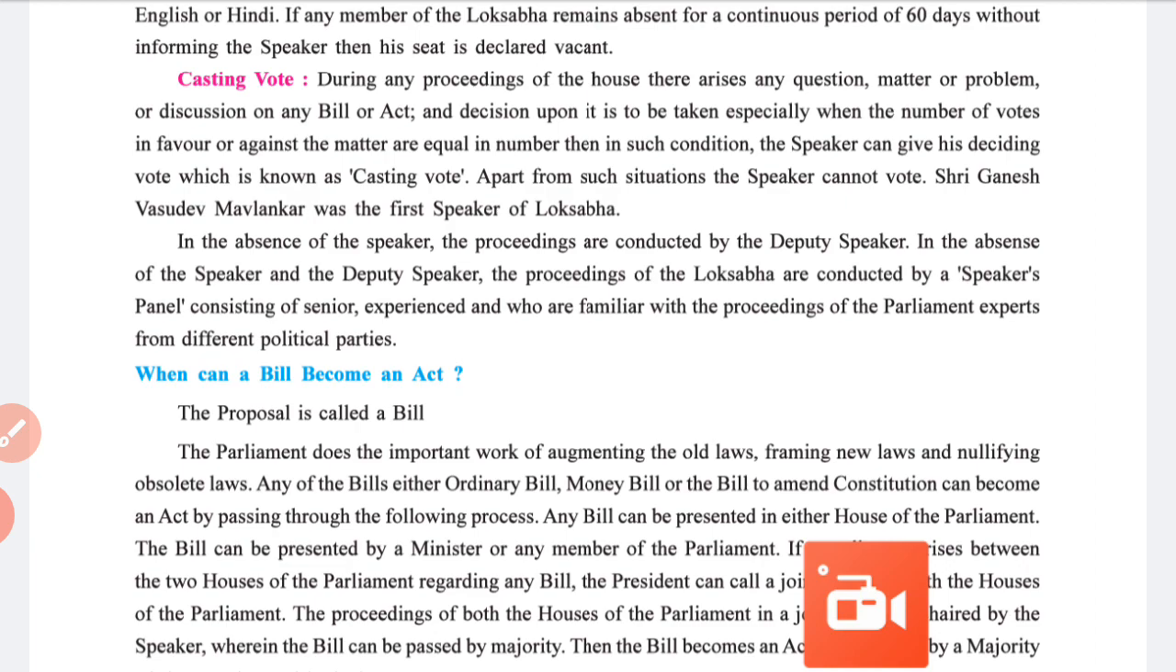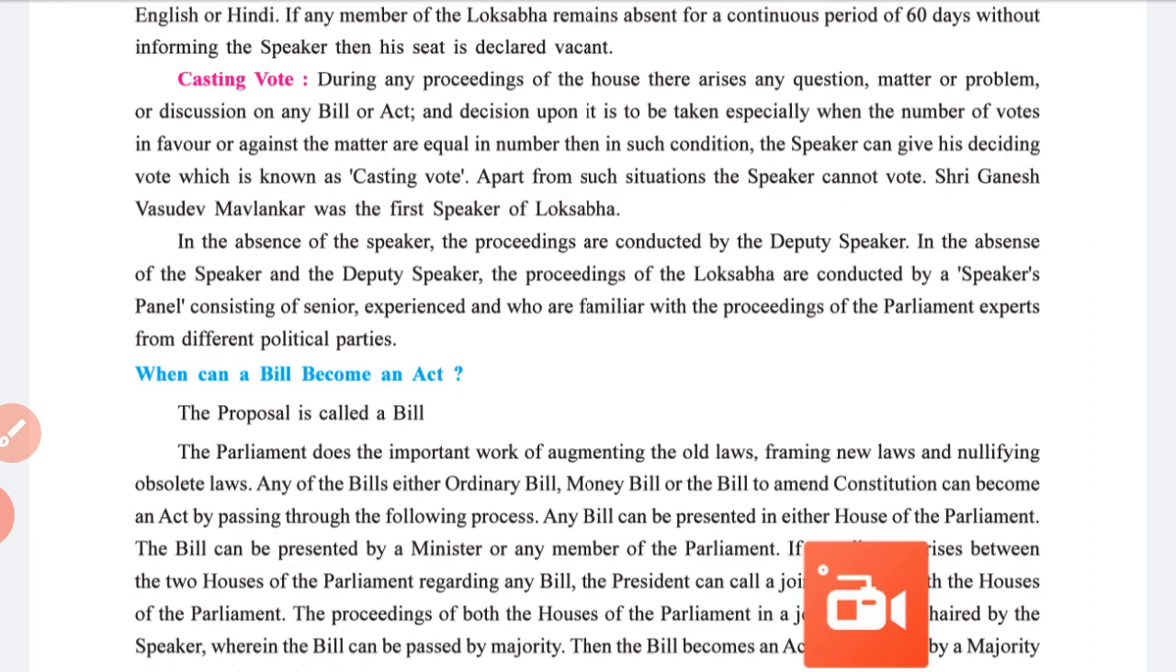In the absence of the Speaker, the proceedings are conducted by the Deputy Speaker. In the absence of both the Speaker and the Deputy Speaker, the proceedings of the Lok Sabha are conducted by the Speaker's panel. Means if the Speaker is not present, the Deputy Speaker can conduct, or if both are not present, then the proceedings are conducted by the Speaker's panel, consisting of senior, experienced members from different political parties who are familiar with the proceedings of Parliament.